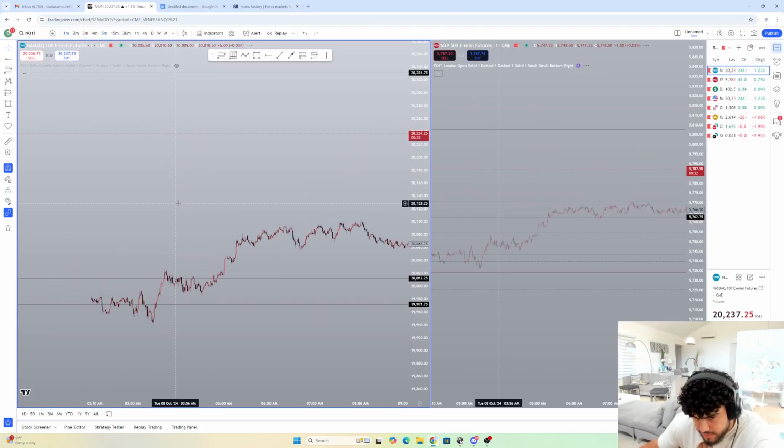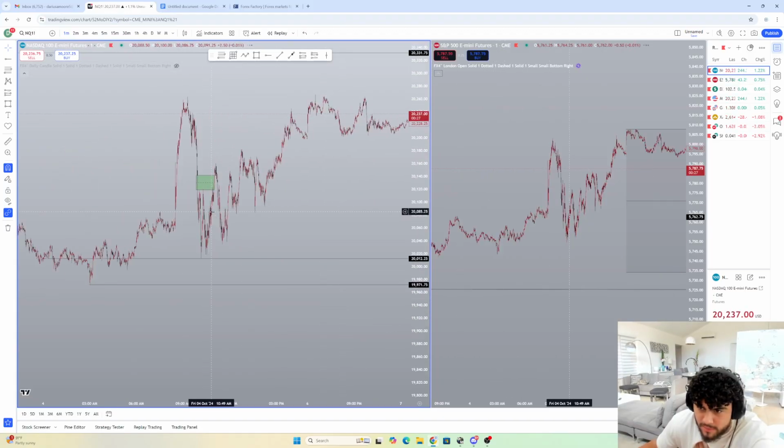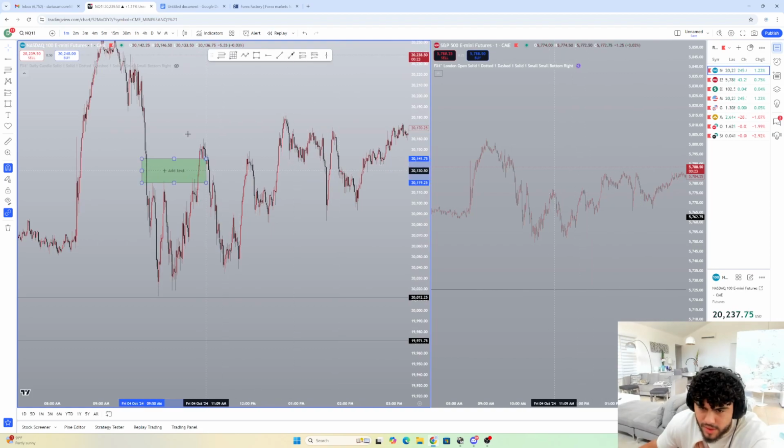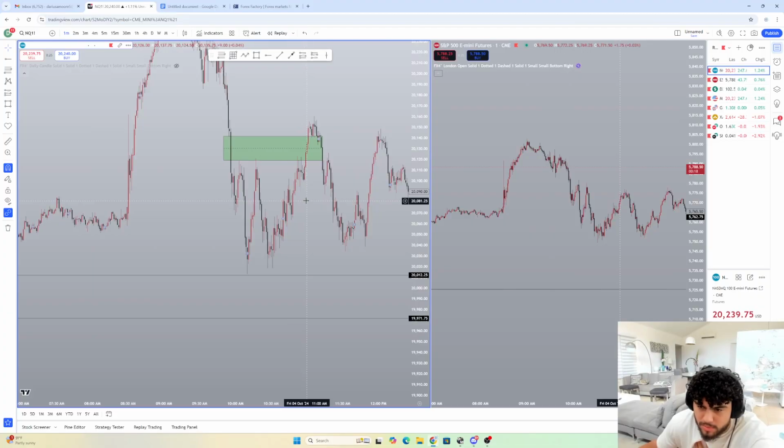This day I got break even stopped like 7 times though, so not the best example. Very interesting price action, but nonetheless it's set up. So here's the 5 minute gap. We get to tap into the 5 minute gap. Now you can look for a 1 minute entry.